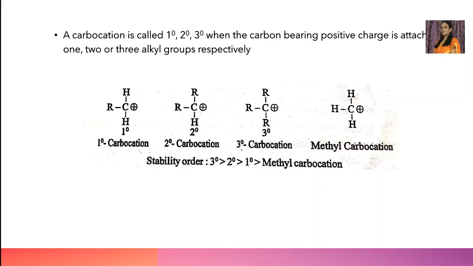This is the methyl carbocation. So the stability order of these carbocations is tertiary greater than secondary, which is greater than primary, which is greater than methyl carbocation. This we can explain with the help of the inductive effect, the positive inductive effect of alkyl groups. The more the number of alkyl groups, the more is the stability of that particular carbocation. So here one alkyl group is attached to the carbon, therefore it is primary. Two alkyl groups attached, then it is secondary. Three alkyl groups attached, then it is a tertiary carbocation.